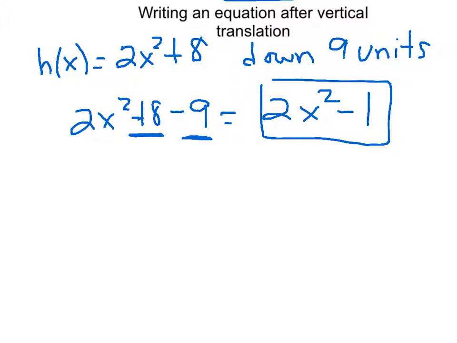So it may sound a little intimidating, write an equation after vertical translation, but all you're doing is just adding or subtracting the number of units and then just cleaning up the original equation. Let's just do one more, I guess.